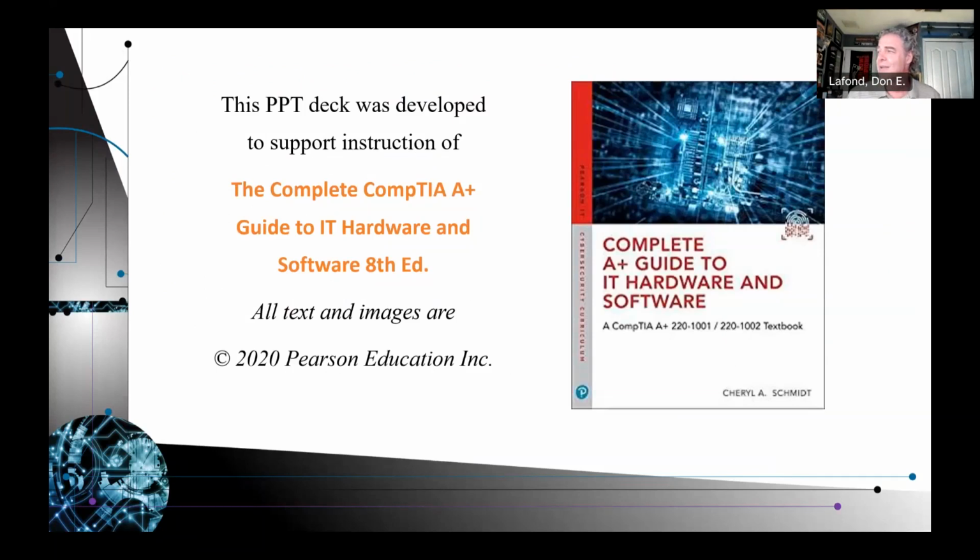Anyways, Complete A+ Guide to IT Hardware and Software. That's the book it comes from. It's getting you ready for the CompTIA A+ 220-1001 and 1002 separate tests. Those exams expire at the end of this year in 2022. You'll have new exams in 2023. So make sure you take this test this year before they expire.